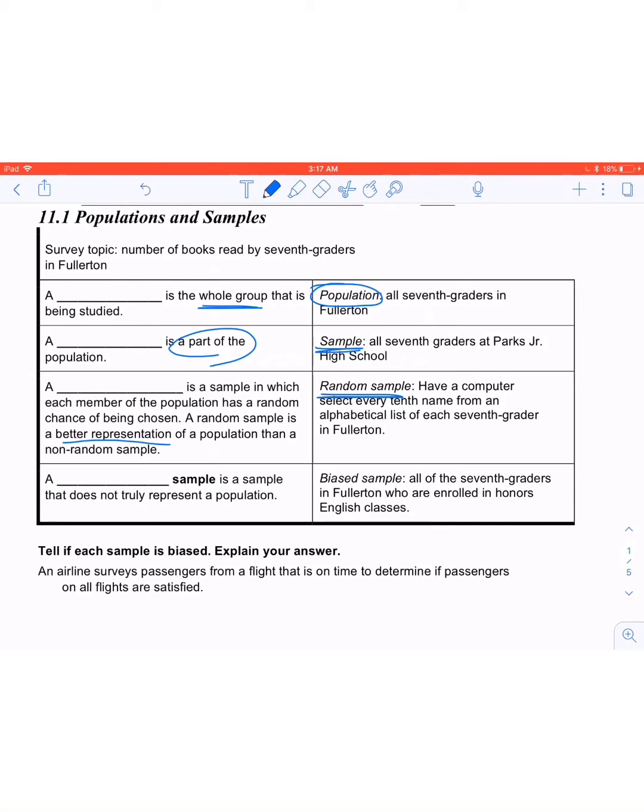So in this case, an example could be having a computer select every name from an alphabetical list of each 7th grader in Fullerton. So, randomly let the computer select every 10th name.